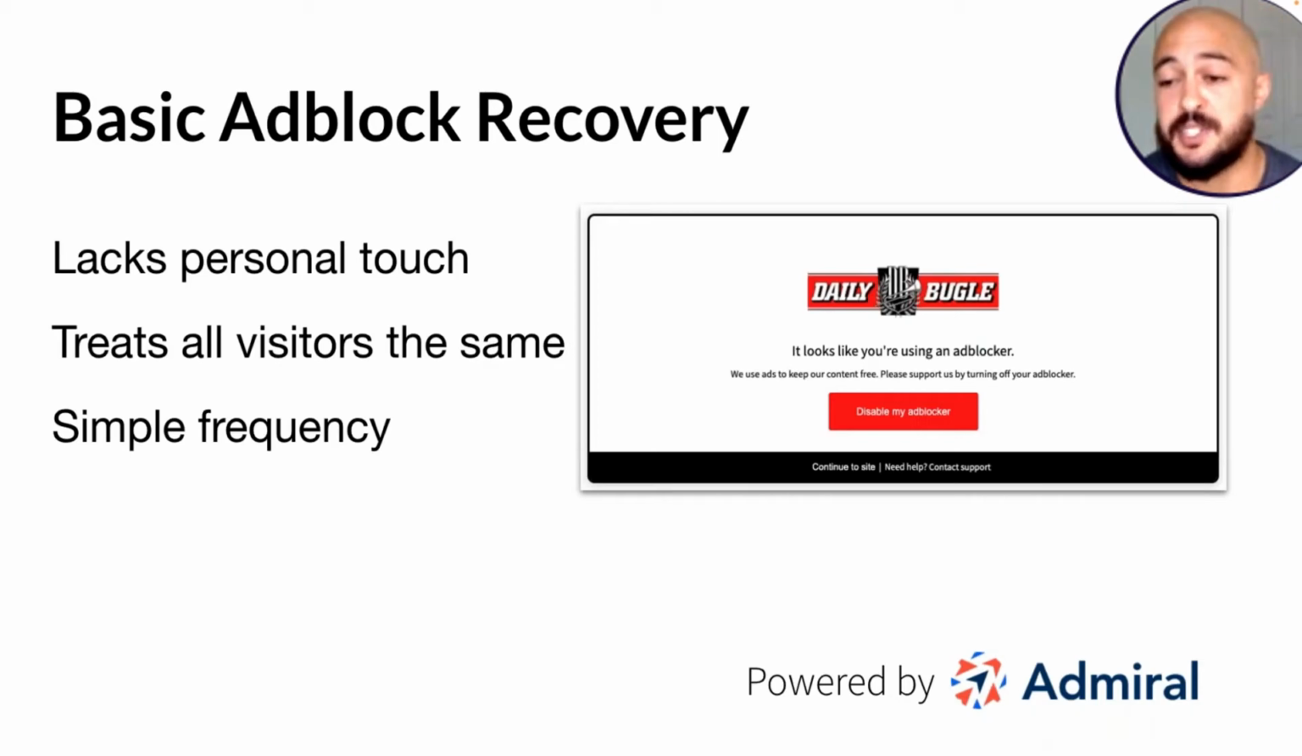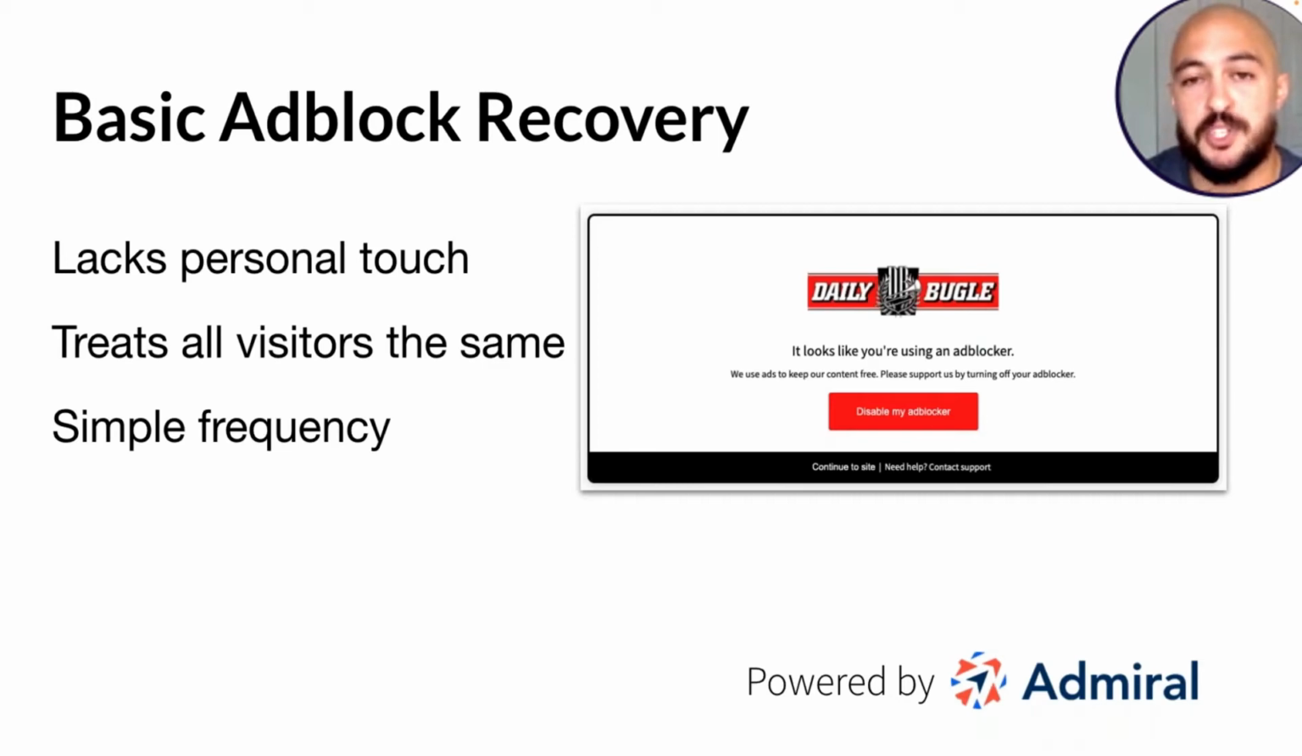The way that it works is a very simple message. The same message is shown to all ad blocking users, regardless of if they're a paid user, or if they're coming from an email newsletter. We treat them all the same. And it really doesn't match the creative of the site as much as it could. In this case, we put a Daily Bugle example here to show that we can customize this, but there's a very simple degree of customization that you can do, which is putting a logo on there.